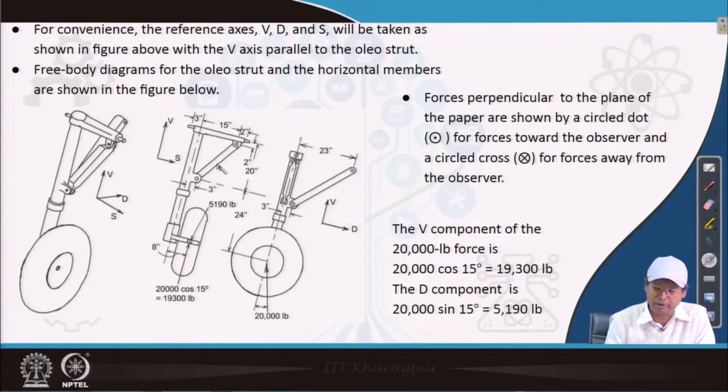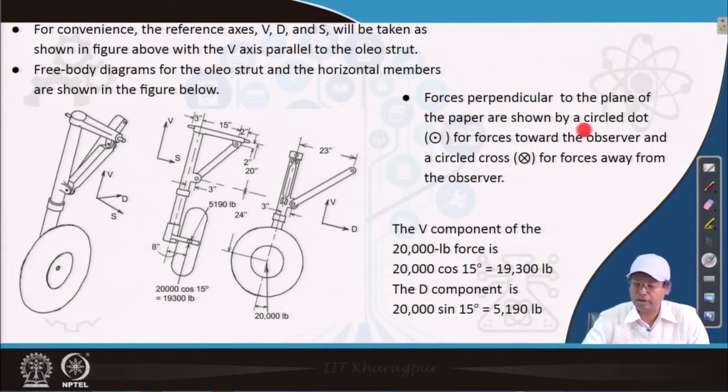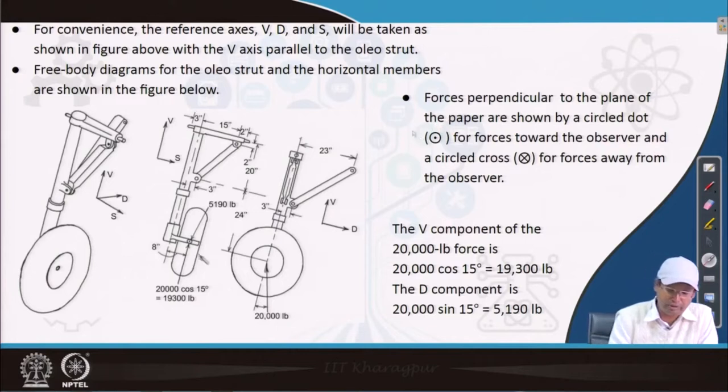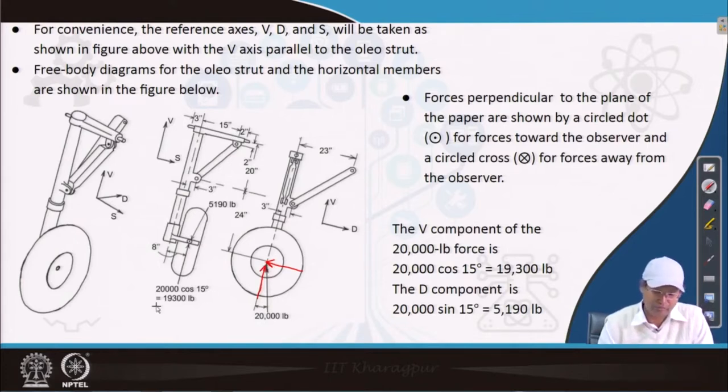This is again repeated for understanding of other features. Forces perpendicular to the plane of the paper are shown by a circular dot or a cross. A force towards the observer is the dot, that means this force is towards me. If we look at this diagram, this force is actually acting this way, that is the reason it is towards me, and this component is nothing but this component. So, those two components are found out.